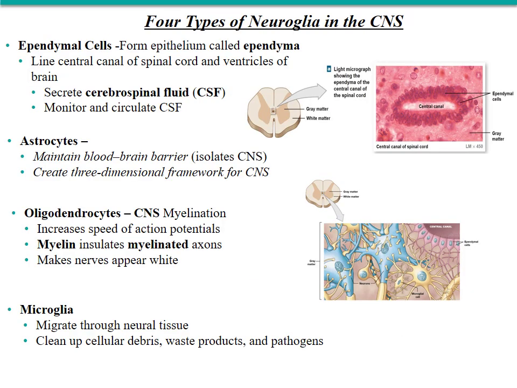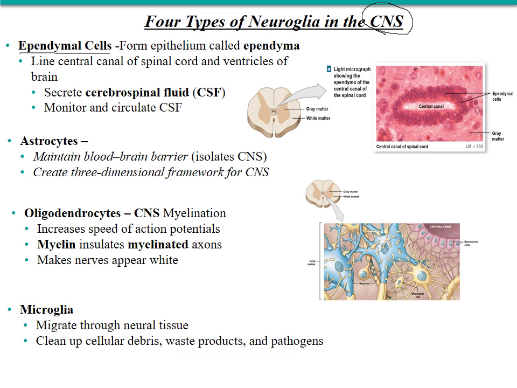When we talk about the neuroglia, those support cells for the neurons, there are really 6 different types of neuroglial cells. 4 of those are types that you will find in the central nervous system, and 2 of those are cells that you will find in the peripheral nervous system. We are going to talk about the 4 types that you find in the central nervous system first. The first of those cells is the ependymal cells.